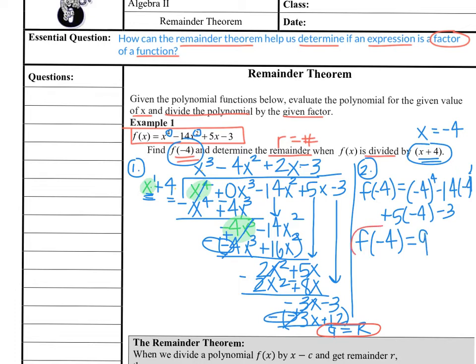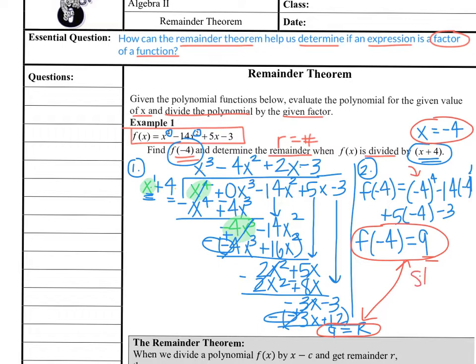Okay, so now this right here shows the same thing as the remainder of 9. So when you plug in the root of the factor in parentheses, it gives you the same number as the remainder. It gives you the actual remainder. Now I'm going to insert a video really quick to avoid any sign errors here. I'm going to show you how to store a variable.